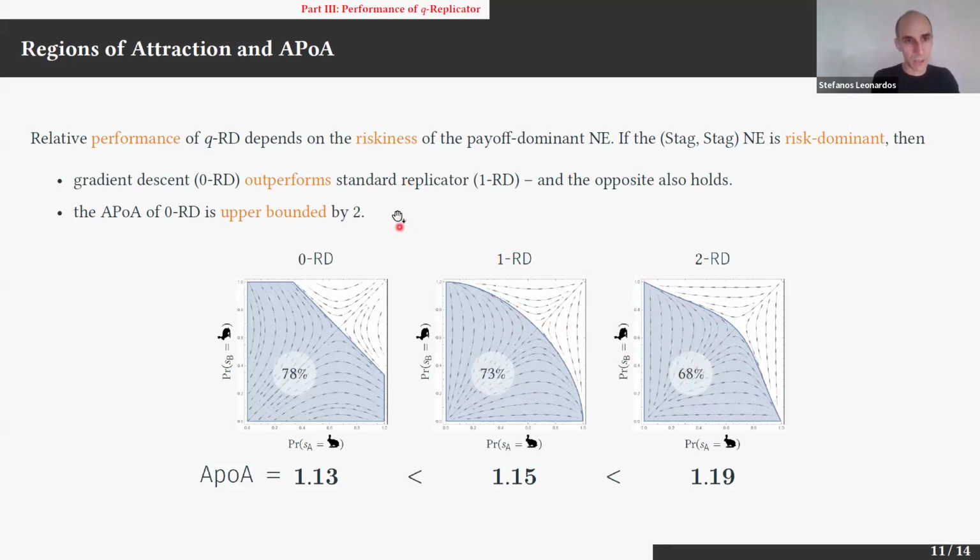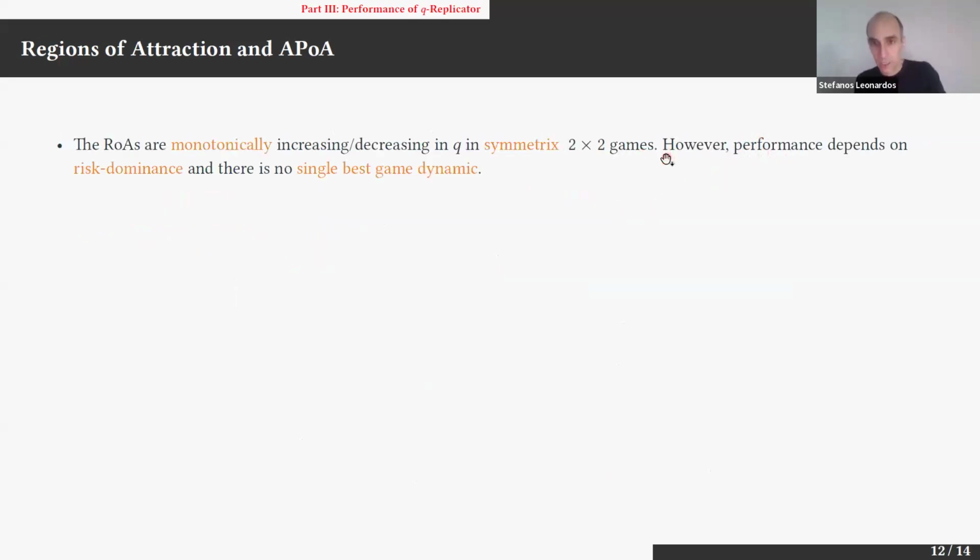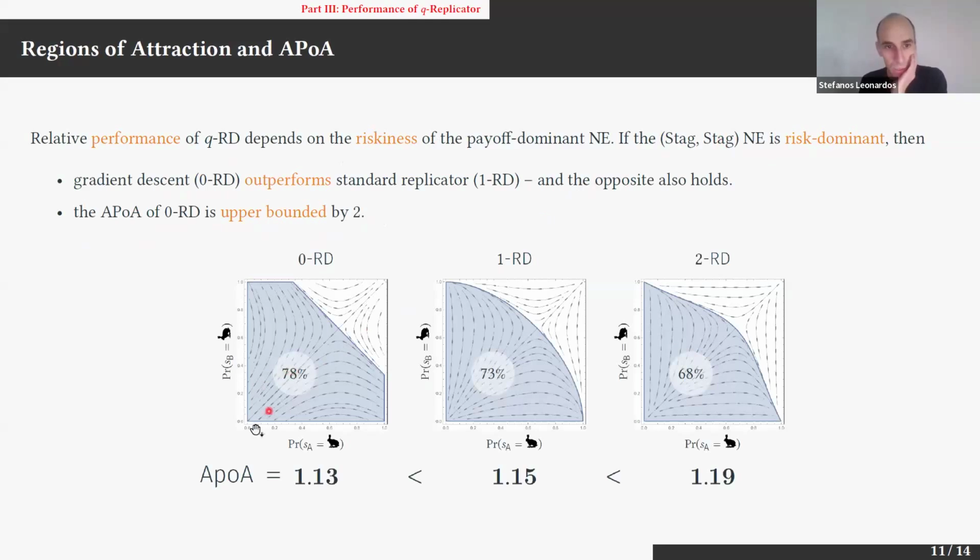Let's first focus on the results of this slide. What they say is that the gradient descent dynamics, so Q equals 0 RD, outperforms standard replicator. And this is an if and only if statement. That's what I mean here with the opposite also. And we can also offer a bound: the average price of anarchy of gradient descent is upper bounded by 2, in the game where the good equilibrium is also risk dominant.